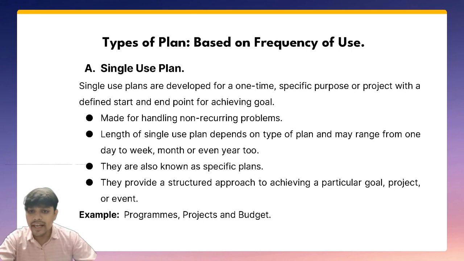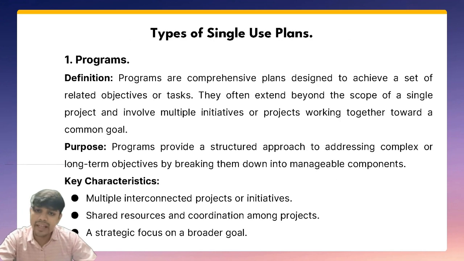Let's quickly try to understand the different examples or types of single-use plan, that is your program, project, and budget. How we define a program: a comprehensive plan designed to achieve a set of related objectives or tasks, and they often extend beyond the scope of a single project and involve multiple initiatives or projects working together towards a common goal. A program has certain important characteristics.